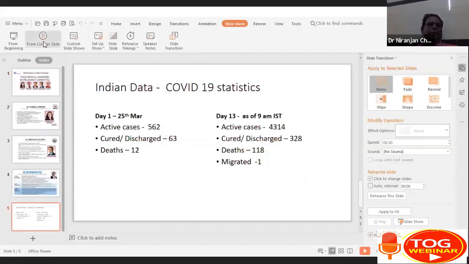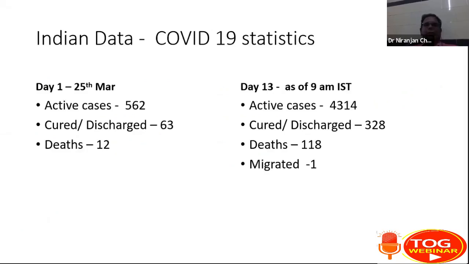And it's very important to know that when we started the lockdown, on day 1, that is 25th March, the active cases were 562, and now you see them day 13, as of 9 a.m., it is 4,314. The cured cases were 63 on day one, and now the cured cases is 320. That's quite promising to us, and it's really good that we are being able to cure. But still, there are many samplings which have to be needed. Unfortunately, the death has risen from 12 to 118, and one case has got migrated.